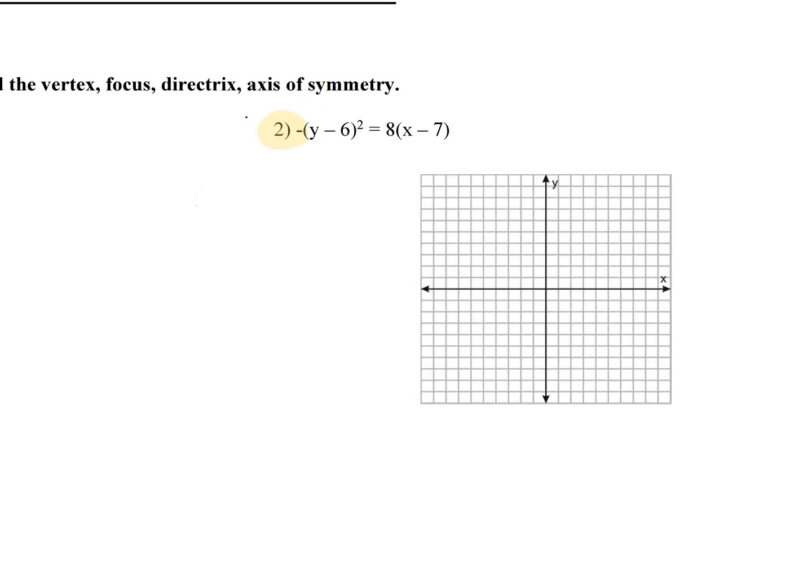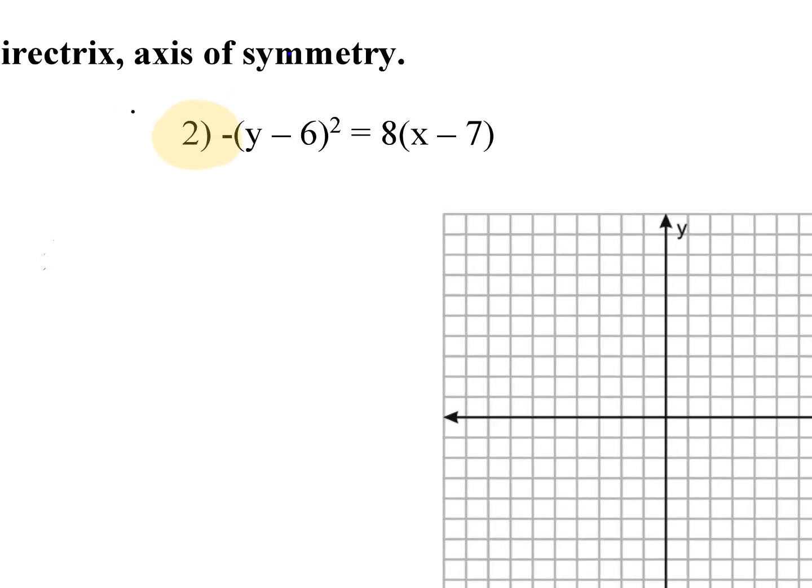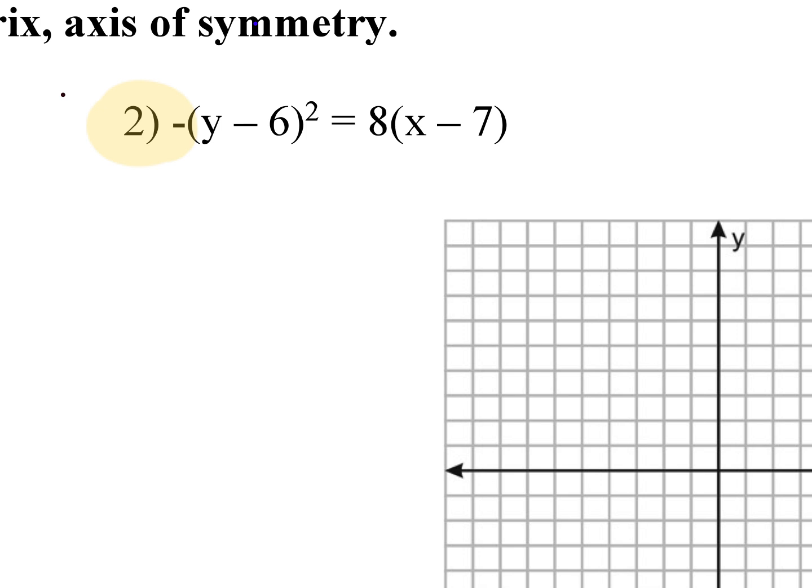Let's take a look at number 2. So here we have a parabola. First thing we want to do is get the squared part all by itself. So I'm going to divide by -1 on both sides. So we have (y - 6)^2 = -8(x - 7).